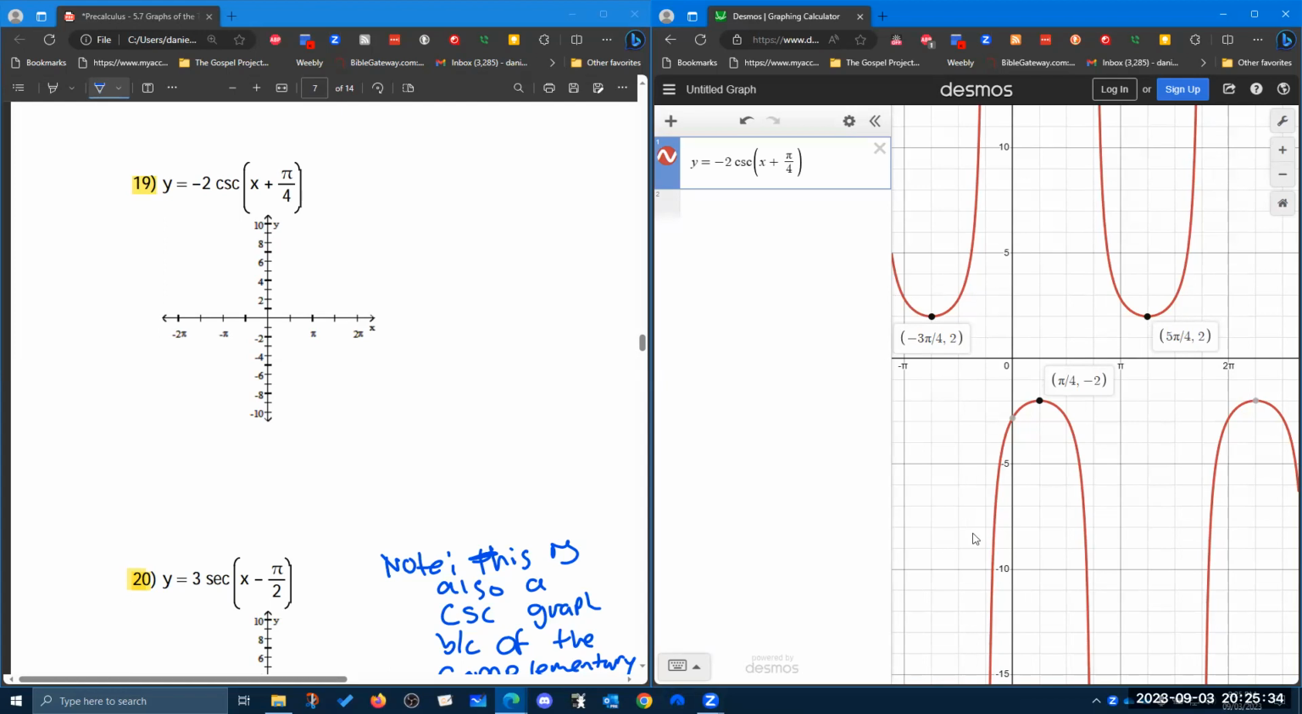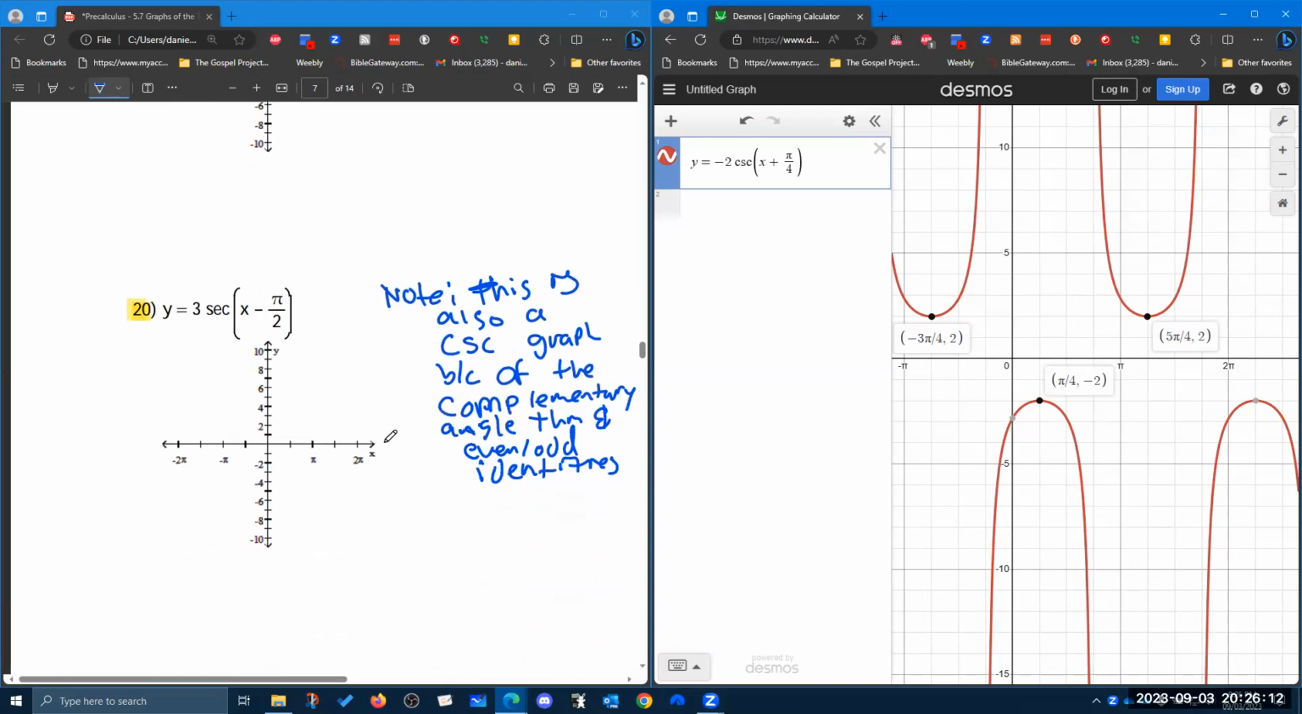So there's one of those key points every pi units. There's also going to be an asymptote every pi units, halfway between these. So that's going to be at 3 pi over 4, and then at negative pi over 4. So every 4 pi over 4, or every pi, there is an asymptote. The first one's at negative pi over 4, then 3 pi over 4, then 7 pi over 4, and so on.